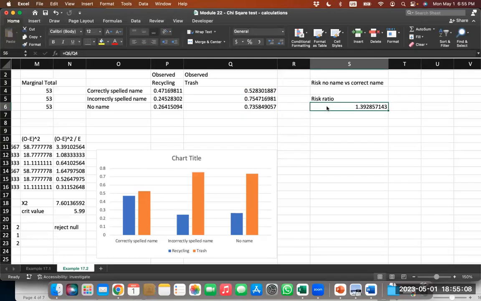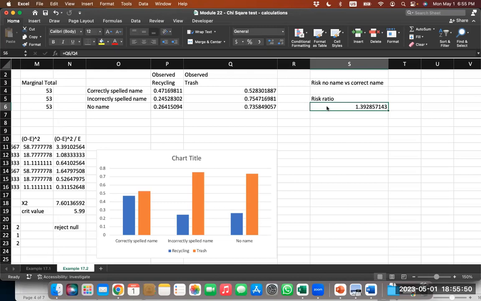Now, what does this mean? The interpretation of this risk ratio would be that the risk of a cup with no name ending up in the trash is 1.4 times the risk of that cup ending up in the trash when the name is correctly spelled. So everything greater than 1 will indicate a higher risk. Everything smaller than 1 will indicate a lower risk. And that's important for the interpretation. You could also interpret it as that one group having a 40% higher risk compared to the other group.